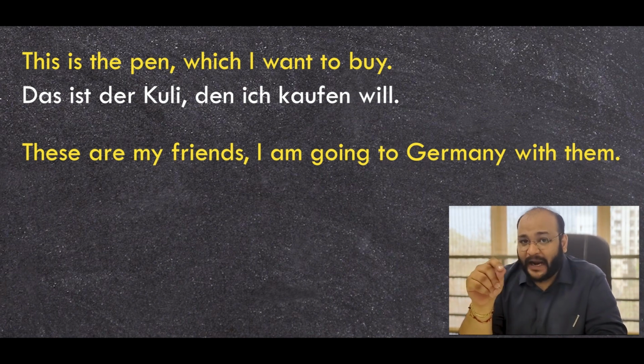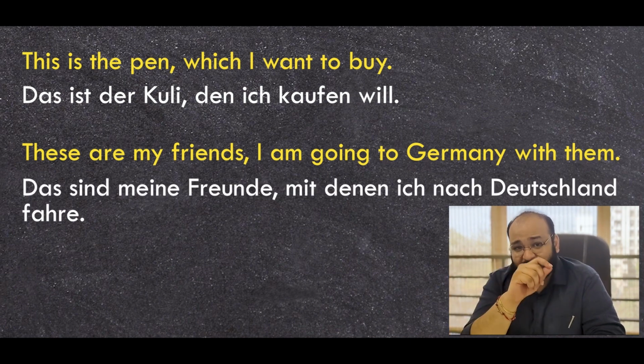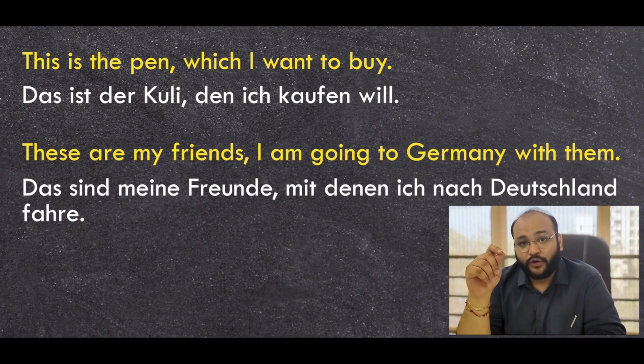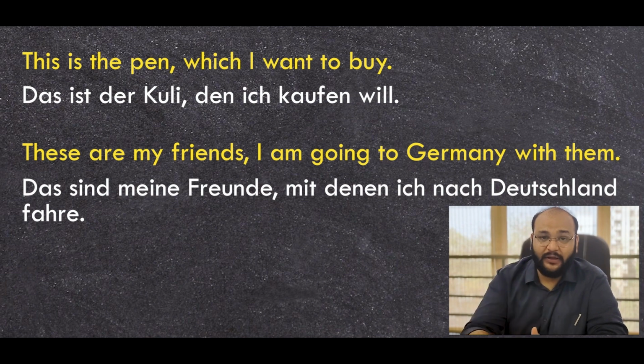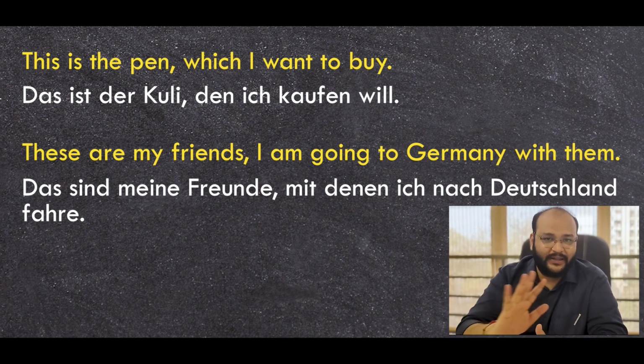So das sind meine Freunde, comma, mit denen ich nach Deutschland fahre. With whom I'm going to Germany. Ich fahre nach Deutschland. So fahre goes at the end.